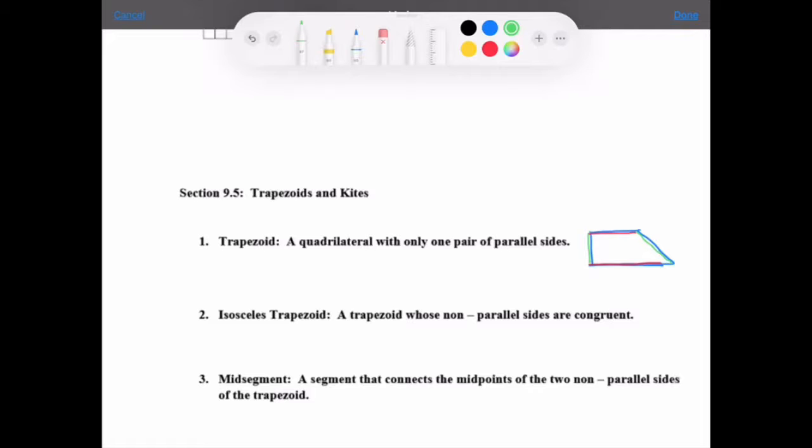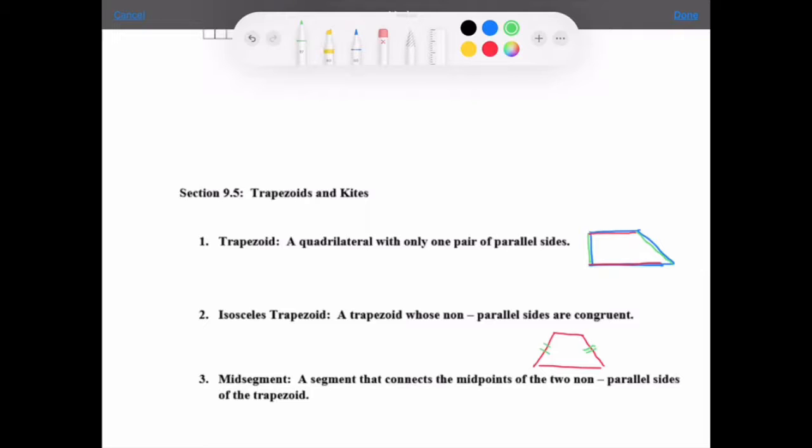Okay? So an isosceles trapezoid is a trapezoid whose non-parallel sides are congruent. So that would look like this. We have two parallel sides, and then our two non-parallel sides are congruent. Okay?